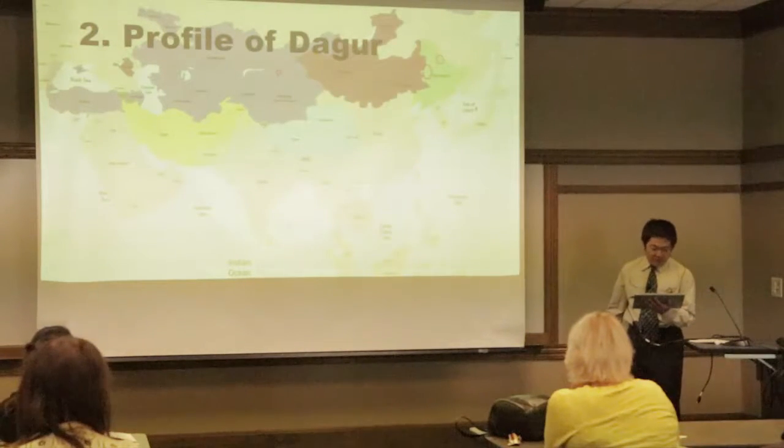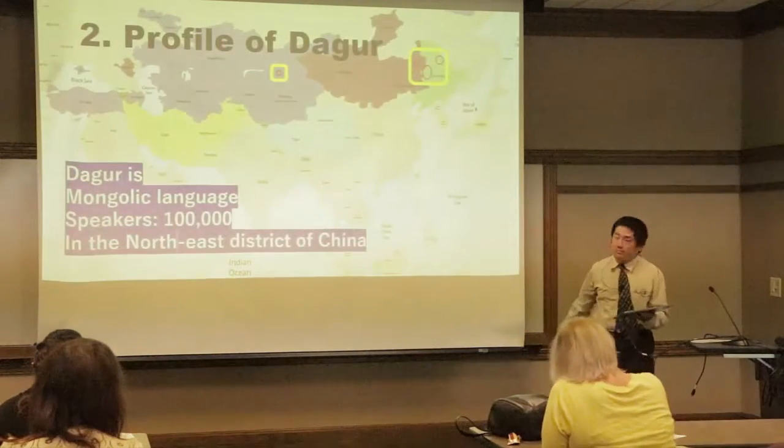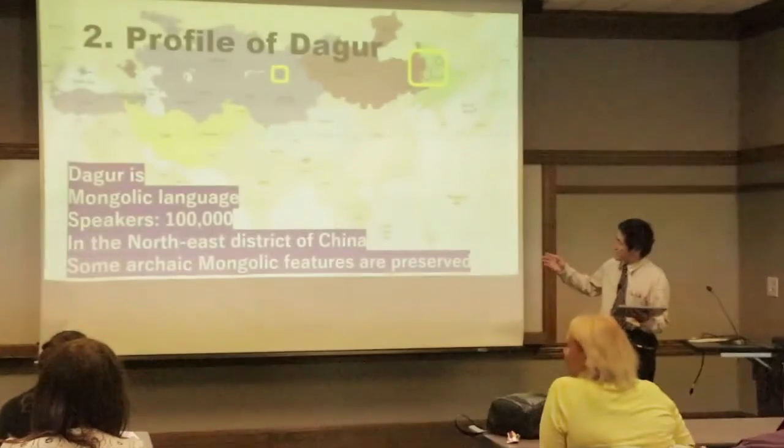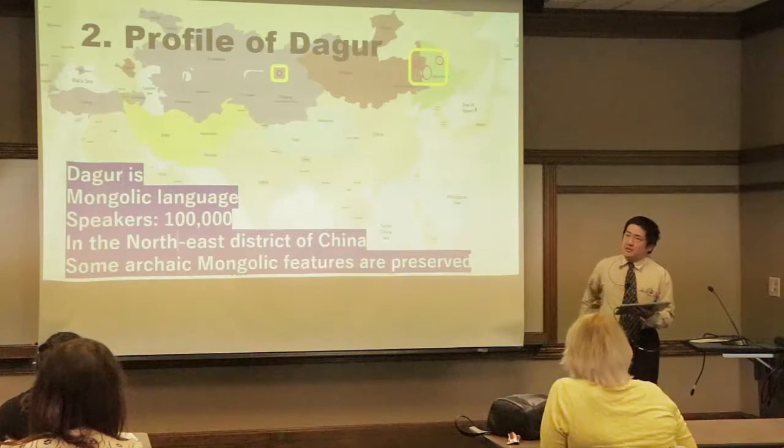Before starting my discussion, I introduce the Dagur language. Dagur is a Mongolic language. The population of speakers is less than 100,000, and it is spoken mainly in the northeast area of China. My fieldwork was done in this northeast of China, mainly in Hailar in Inner Mongolia. Some old Mongolic features are preserved. Some scholars say Dagur is living Middle Mongolian.